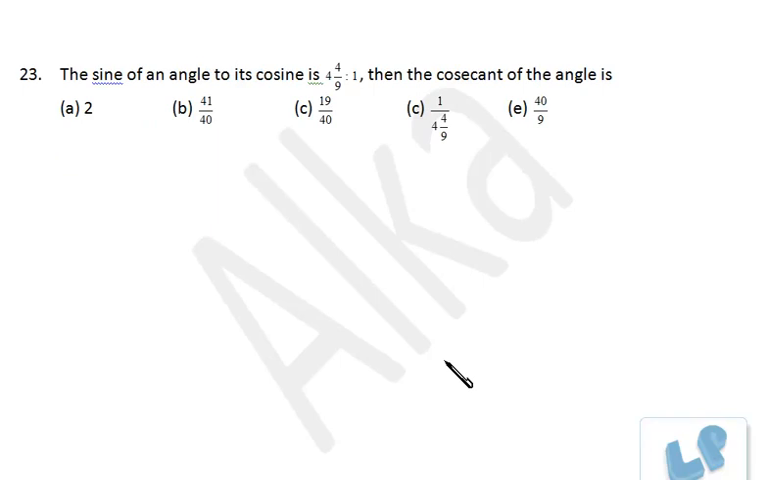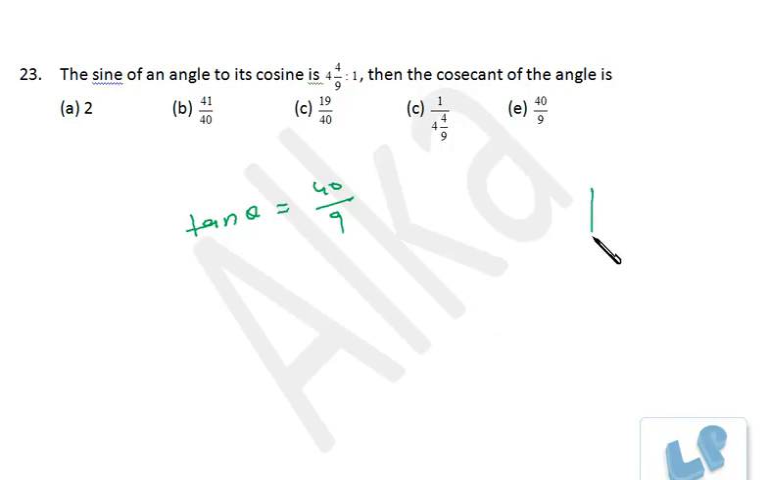Now in this case, the ratio of sine of an angle to its cosine is given. We assume this angle to be theta. So sine theta by cos theta is actually tan theta. The ratio of sine by cos is 4 by 9 is to 1. If we simplify that, 9 fours are 36 plus 4, 40 by 9 is to 1. So that's 40 by 9.